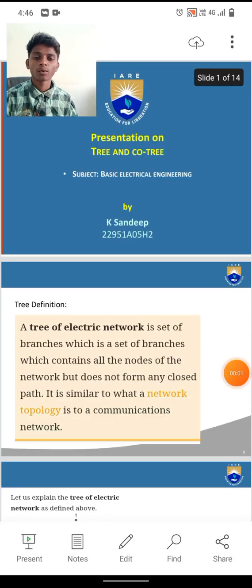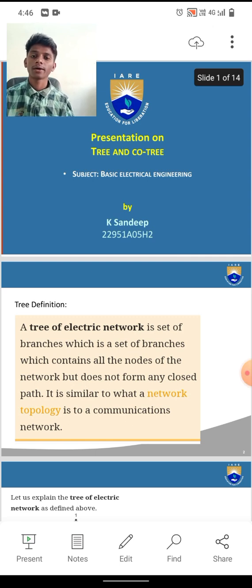My name is Sandeep Kumar, CSCC section. My project is about tree and co-tree. What are the definitions and applications, and what are the conditions of tree and co-tree networks?